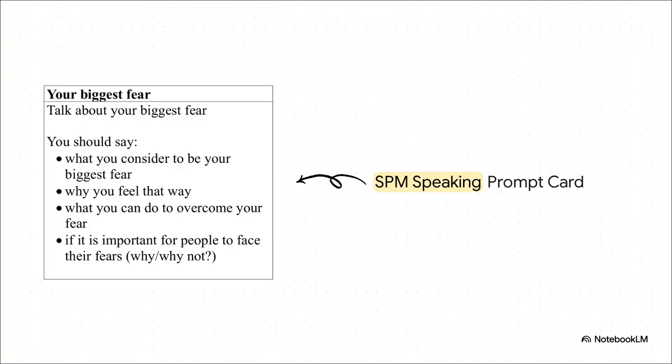Okay, let's put ourselves right there in the exam room. The clock starts the very moment you sit down, and the examiner hands you this exact prompt card. The topic? Your biggest fear. Now, you get exactly 1 minute to prepare, and then up to 2 minutes to hit these 4 bullet points.